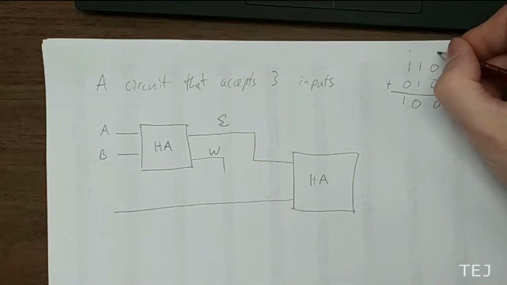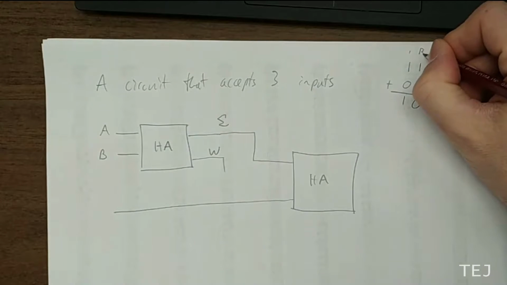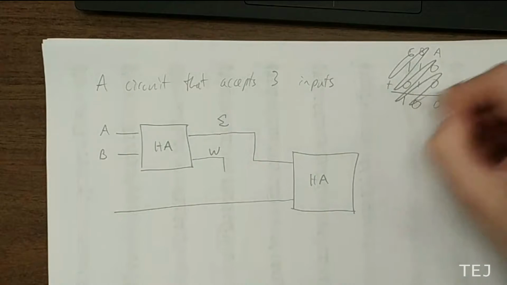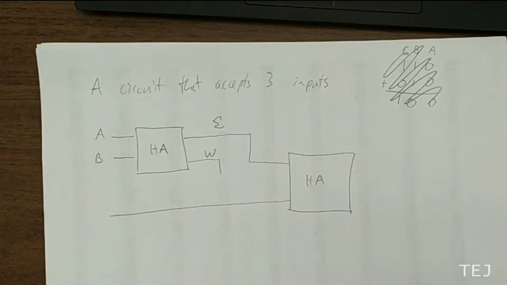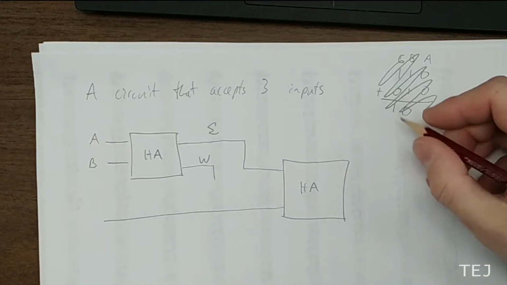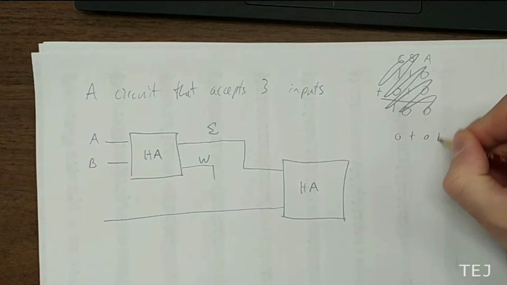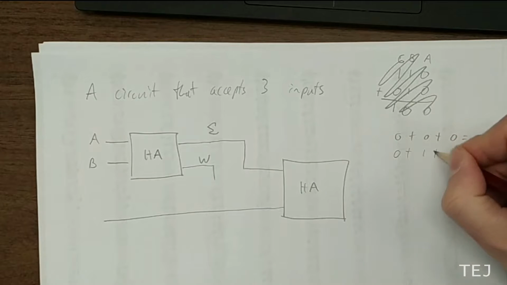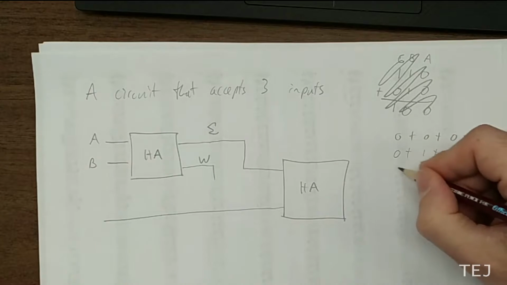So we would have A, B, and C. Is that right? No, that's not right. I'm sorry. We're adding 3 things together, and it's going to look like this. Let me just go back. A half adder with 3 inputs would look like this. So we want to be able to add 3 things together, 3 single digits together. That's what it is. So we want to be able to do this sort of stuff.